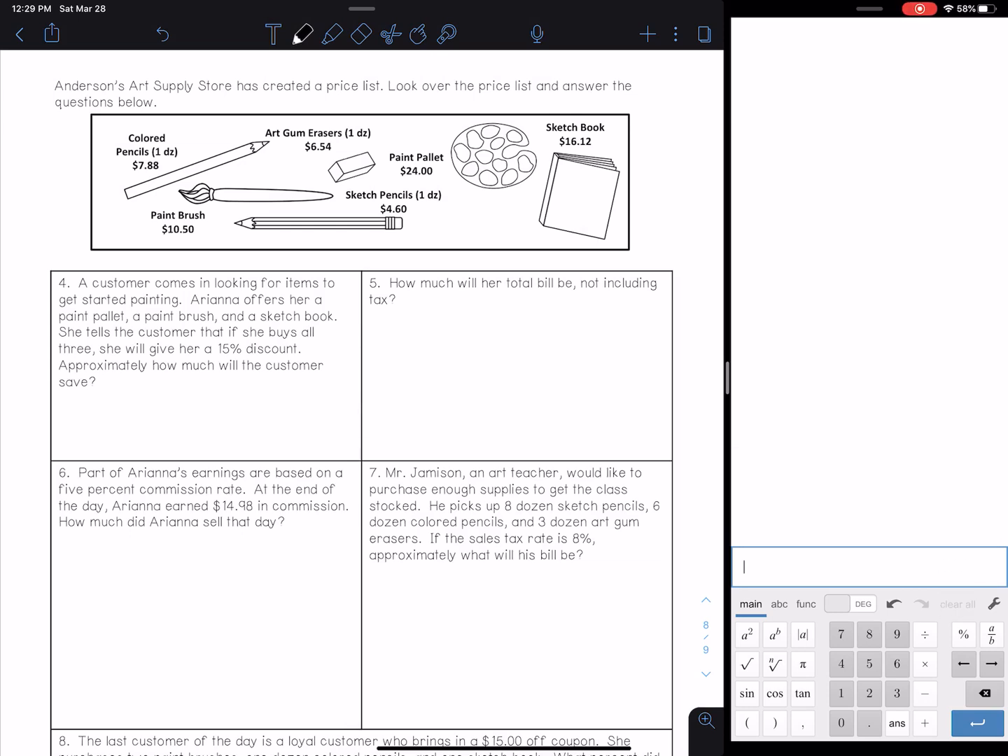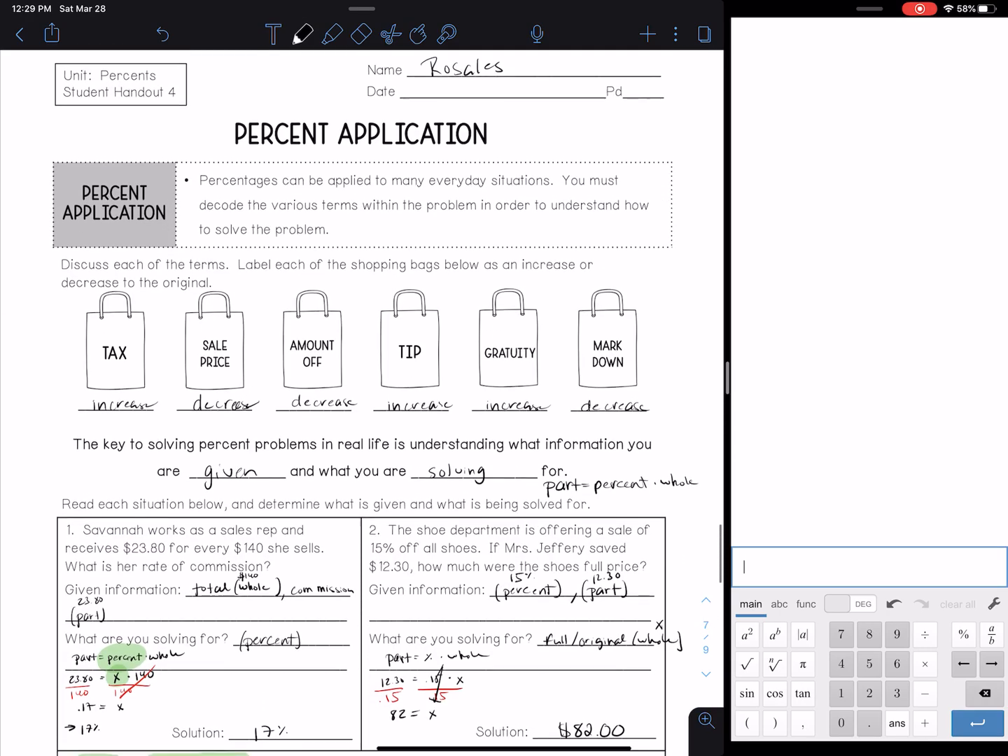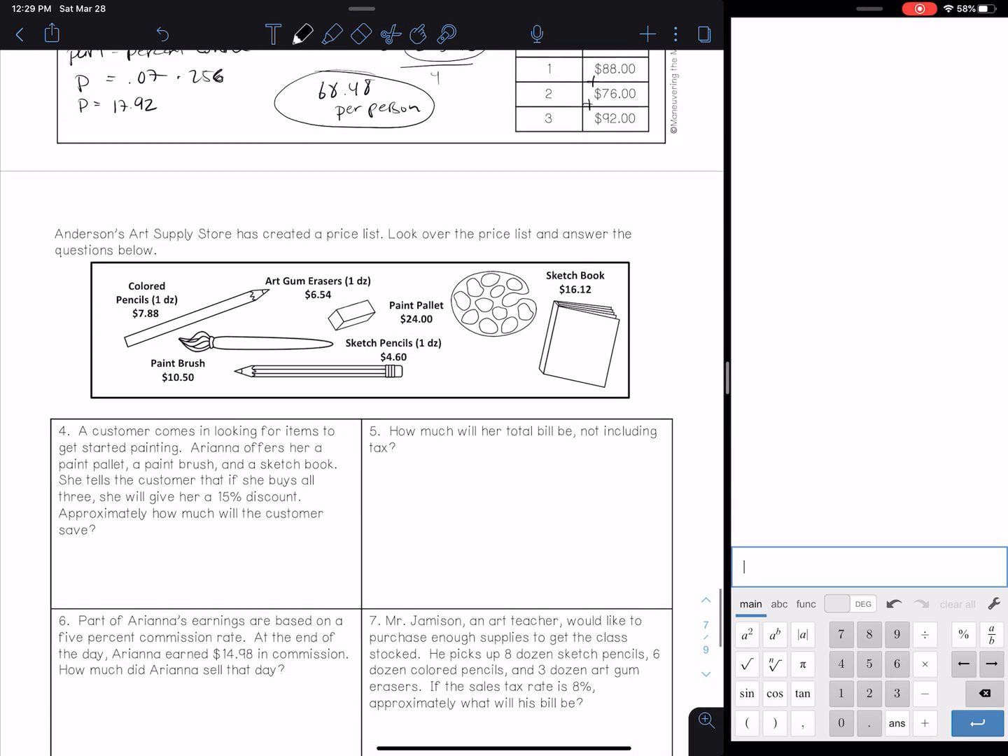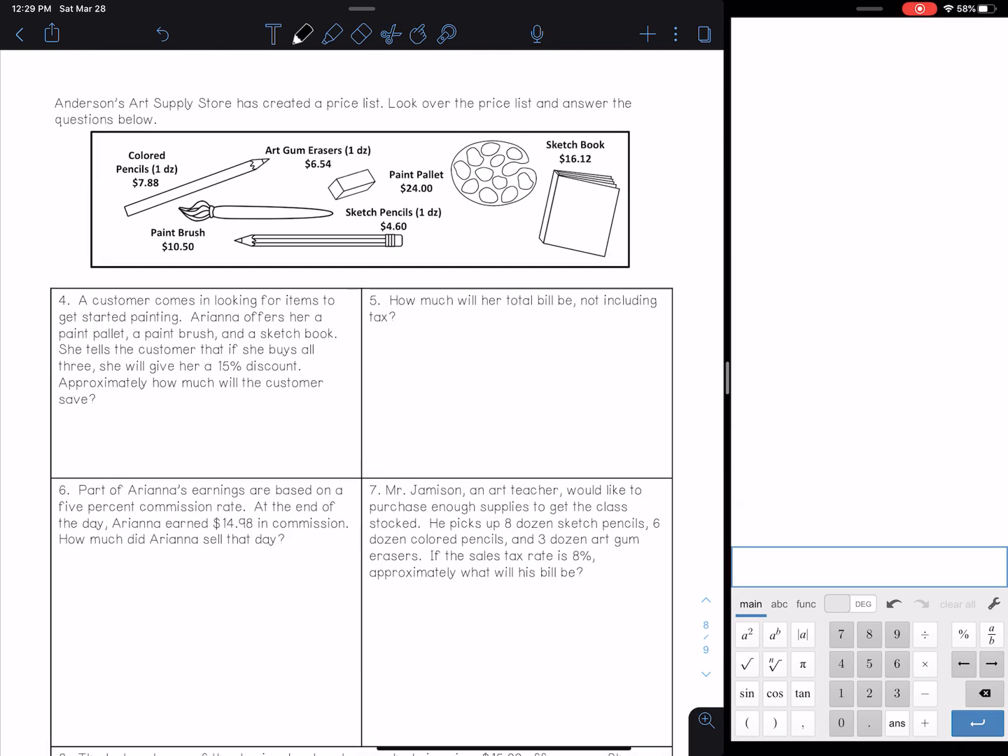All right, this is the 8th page of the week 2 math section. On the front was the percent application. On the back is going to be a little bit more practice. So it says, Anderson's art supply store has created a price list. Look over the price list and answer the questions below. So we have some colored pencils, a dozen for $7.88, a paintbrush, sketch pencils, some erasers, a paint palette, and a sketchbook.